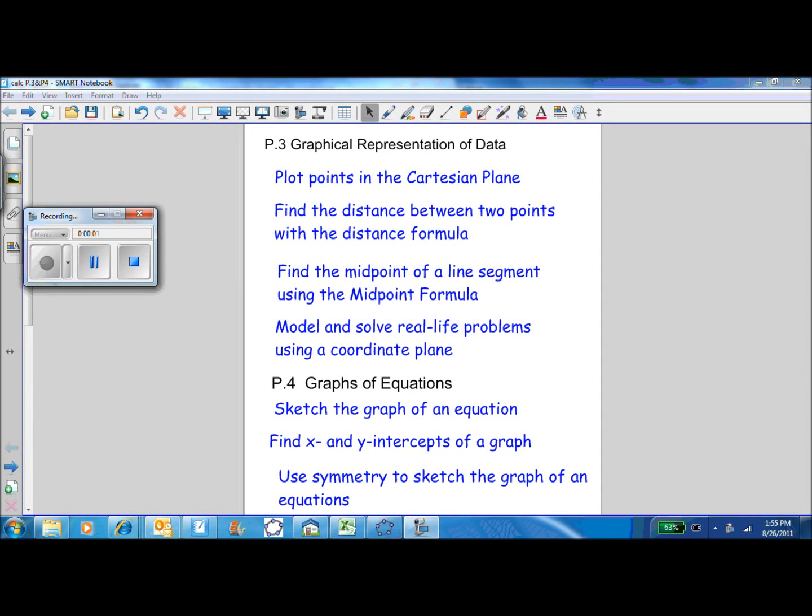Calculus students, Flange here, and we've got quite a lot to cover today, but it's a lot of review. Plus, you'll see some of the topics on here in both P3 and P4 talk about modeling real life problems. We're going to be looking at those in some of the homework problems and the examples they do in class. So for right now, let's get started with plotting points in the coordinate plane.